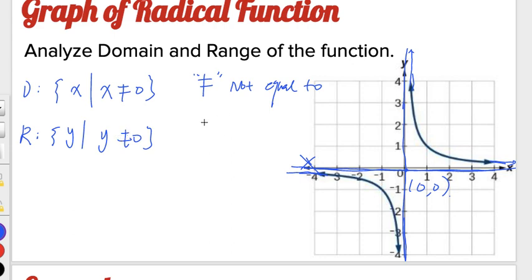Sometimes you will see this. We say x belongs to the real numbers, and this R here means the real number system, but x is not zero. That means x can be any number you see on the number line, but not zero. Okay, that's what will happen here.